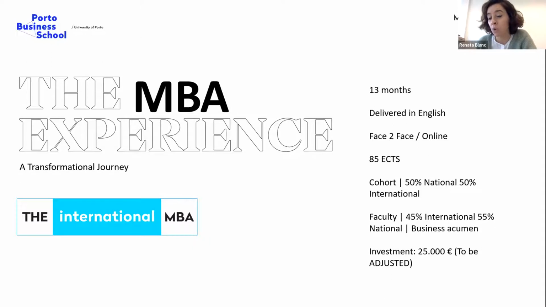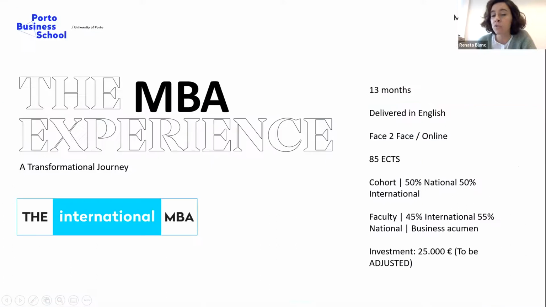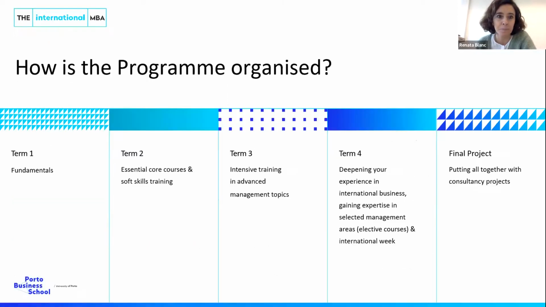The program total amount is 25K. Of course, if you have equivalences and credits recognized, you will only pay the proportion of the ECTS that you take from the program. The program has 4 terms. It starts with the fundamentals and then dives deeper until term 4, where you can choose elective courses, and also what we call the integrative term, where you do a consulting project with companies, or you can develop your own business plan.